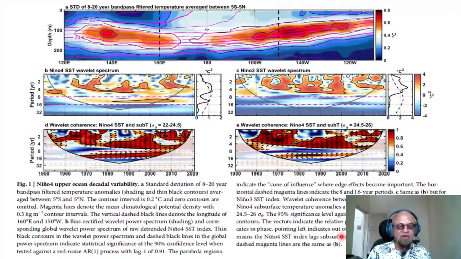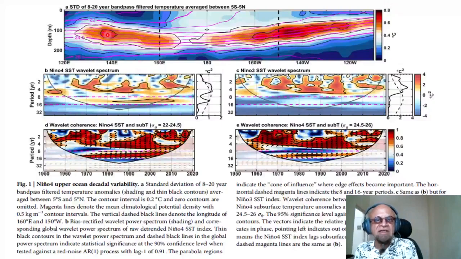So here is how the Nino 4 upper ocean decadal variability works. You can see the standard deviation with depth of the 8 to 20 year bandpass filtered temperature averaged between 5 south and 5 north. So that's the deep tropical Pacific going from the western Pacific into the eastern Pacific. So there is clearly an anomaly that you can see at that time scale below the surface. So El Nino is happening mostly near the surface, even though El Nino clustering has to be associated with these as well. So if you look at the wavelet spectrum of Nino 4 SST, you can look up what these are in my other podcast.